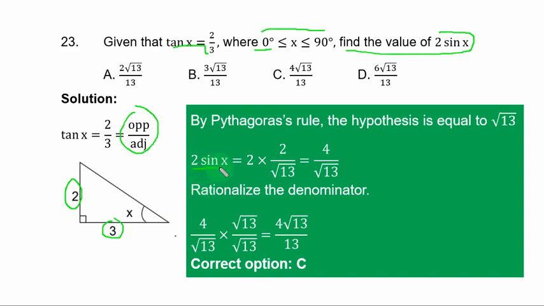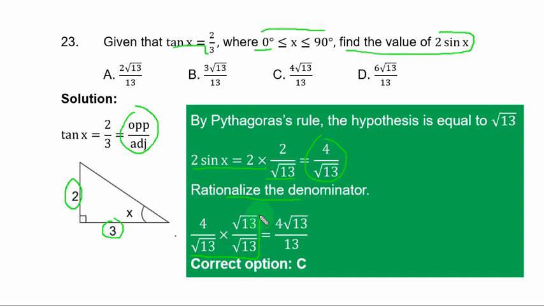Therefore, 2 sin s is equal to 2 times opposite, which is 2, over hypotenuse, which is root 13. So you have 4 over root 13. This answer is not in the options. What you do next is rationalize the denominator. When doing that, you simply use the irrational number in the denominator to multiply both numerator and denominator in this form.